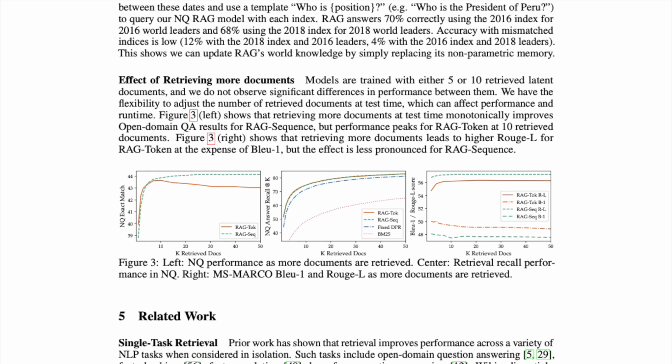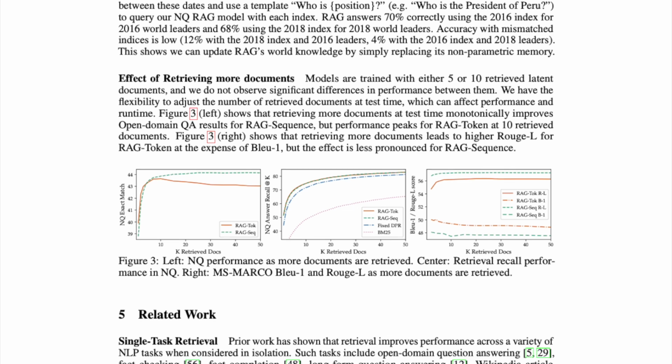Between these dates and use a template, "Who is [position]?", e.g., "Who is the president of Peru?", to query our NQ RAG model with each index. RAG answers 70% correctly using the 2016 index for 2016 world leaders and 68% using the 2018 index for 2018 world leaders. Accuracy with mismatched indices is low: 12% with the 2018 index and 2016 leaders, 4% with the 2016 index and 2018 leaders. This shows we can update RAG's world knowledge by simply replacing its non-parametric memory.